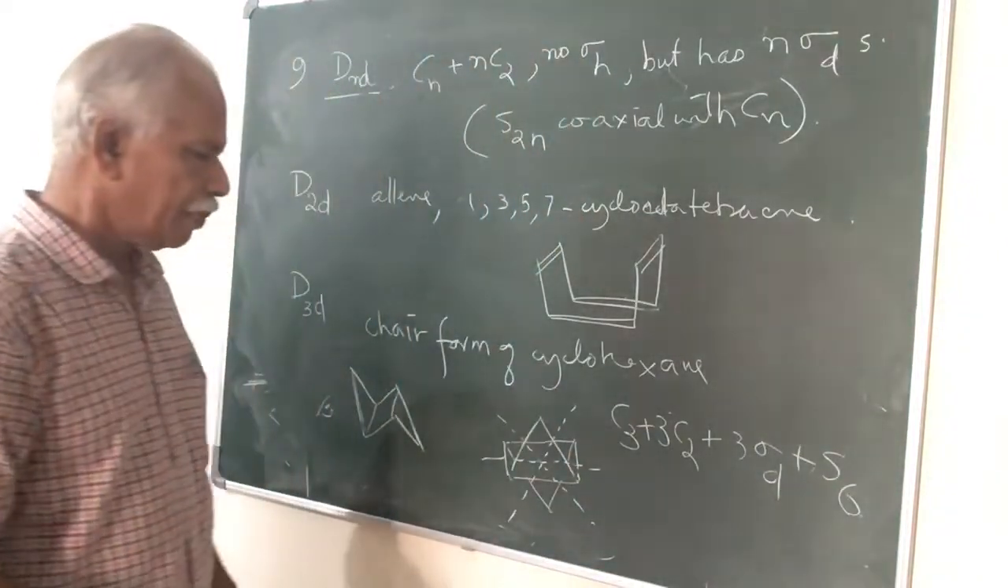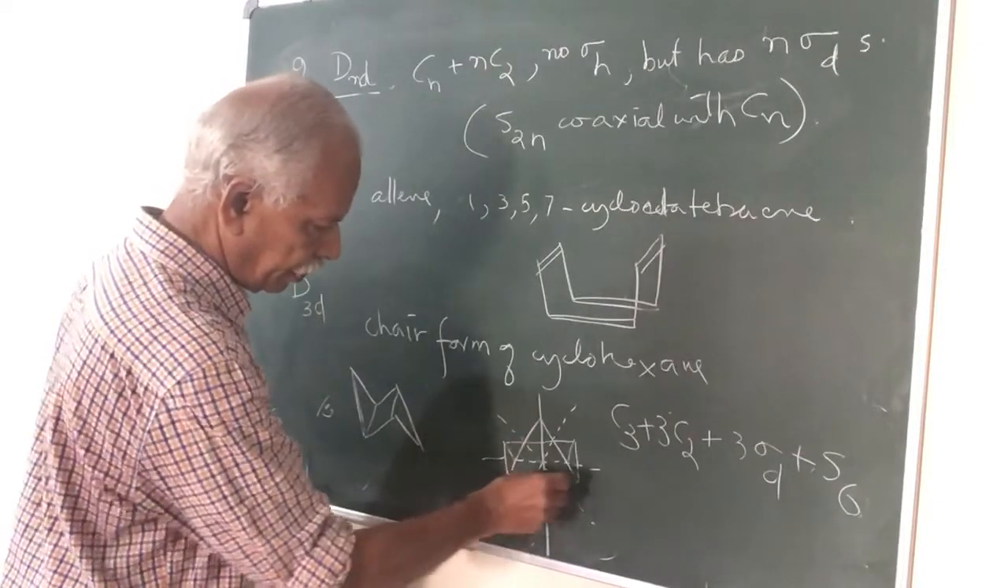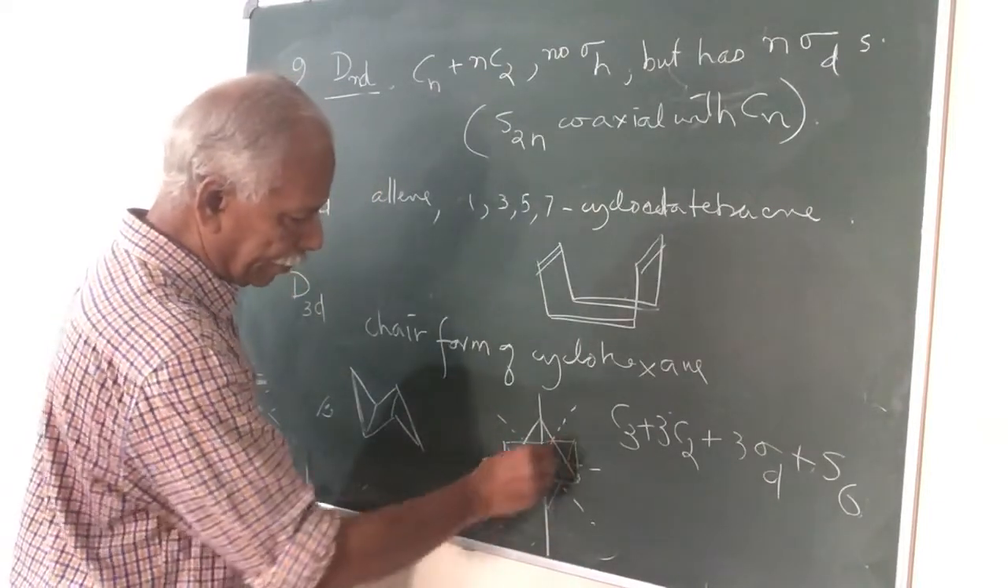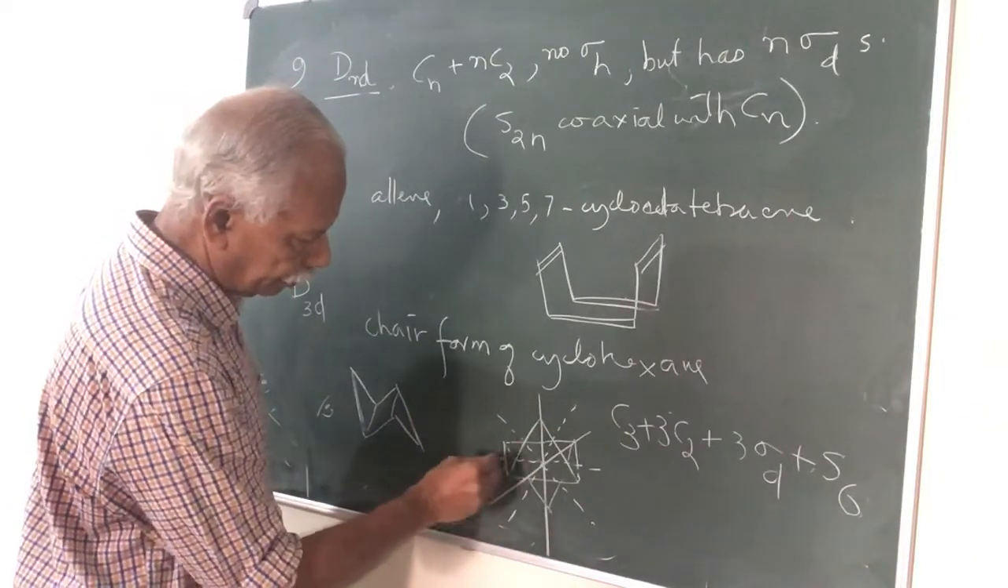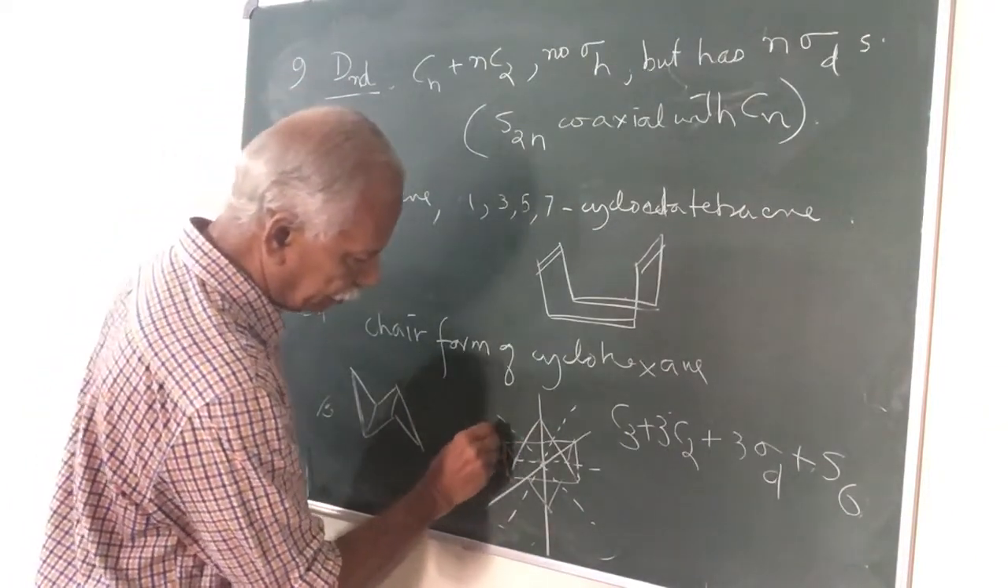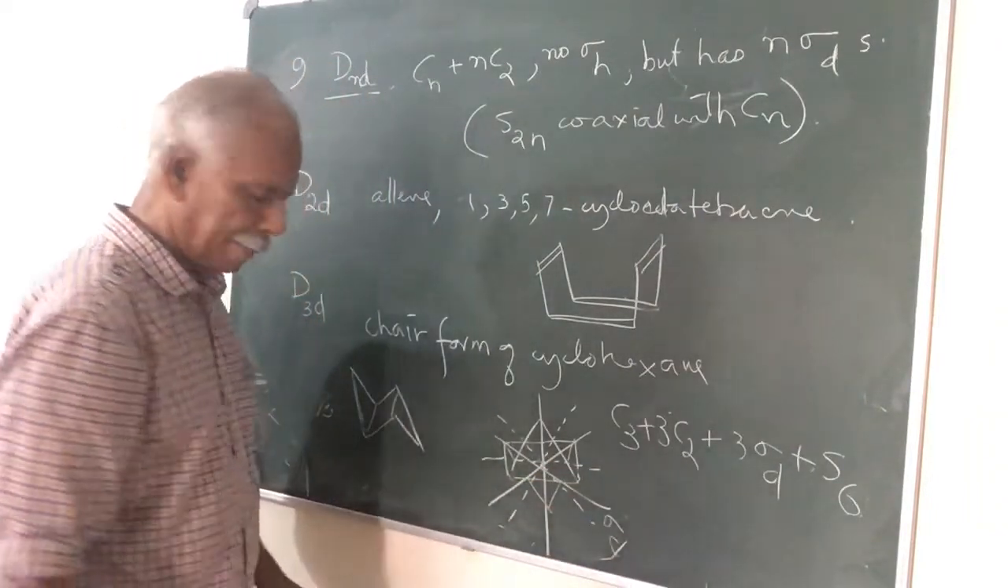Where is the sigma d? This is sigma d. This is one plane, here is another plane, and this is the third plane. 3 planes of symmetry, sigma d's.